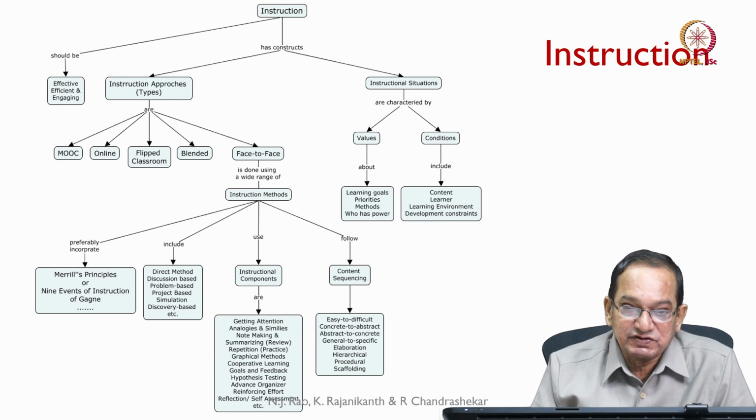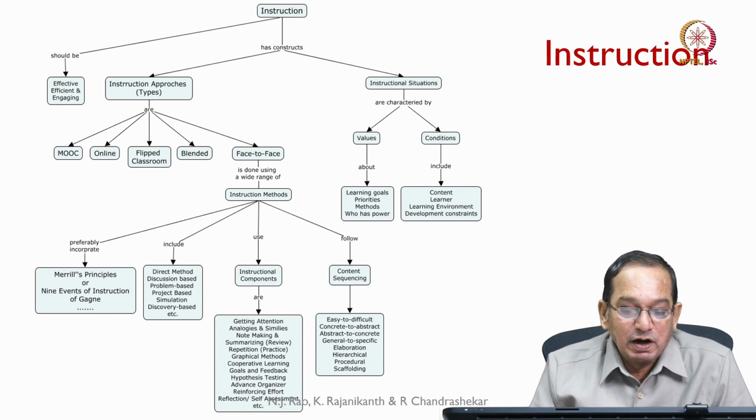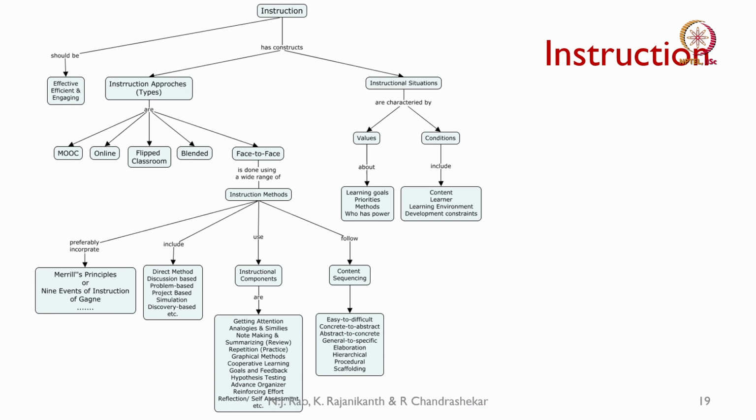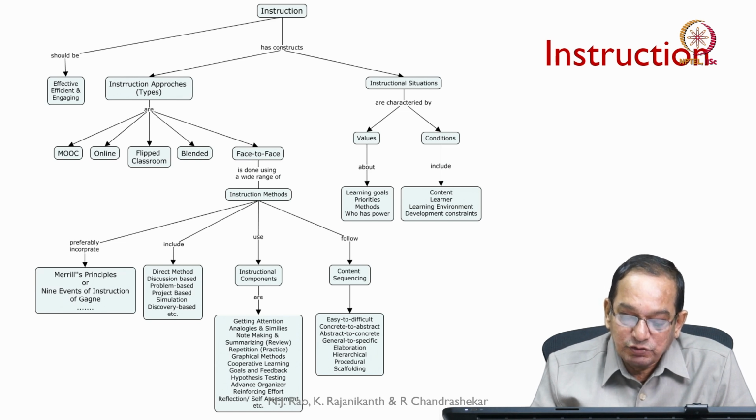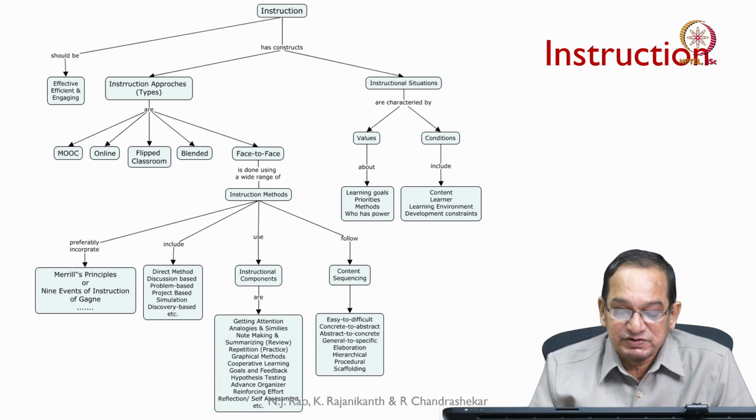We will discuss some of these in subsequent units again. The instructional methods follow a particular content sequencing. There can be several different ways of sequencing the content. It depends both on the content, the instructor, and the other issues like values and conditions. It can be easy to difficult in terms of the content. It can be concrete aspects of the content to more abstract concepts. It can be the other way around. We can start with abstract concepts and move towards concrete instances.